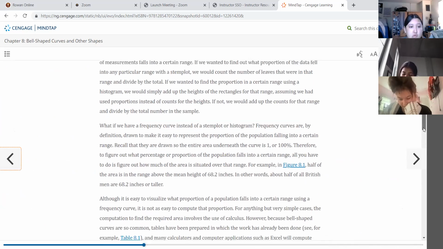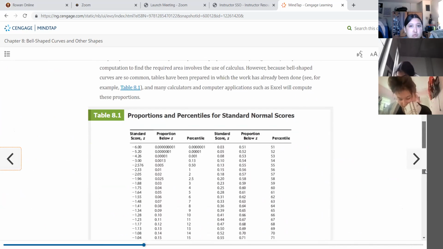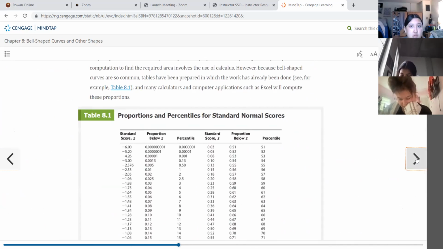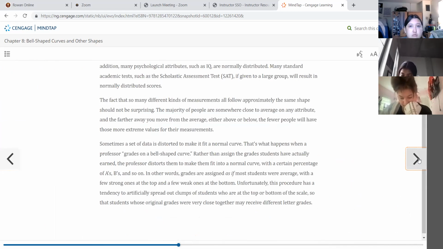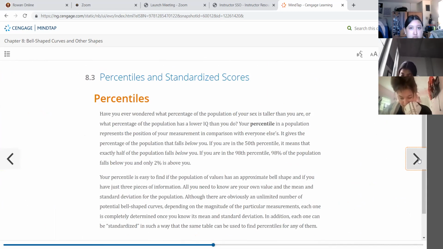Okay, and then again, don't worry about this table. We're not going to use it. They're just talking about the pervasiveness of this curve. It's used in a lot of different cases, like in determining heights and weights and IQ and all that sort of thing. Use the normal curve. All right.